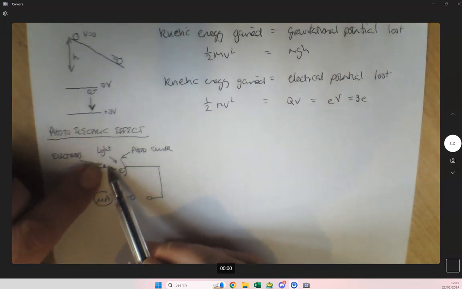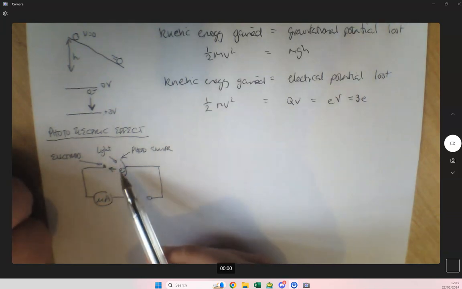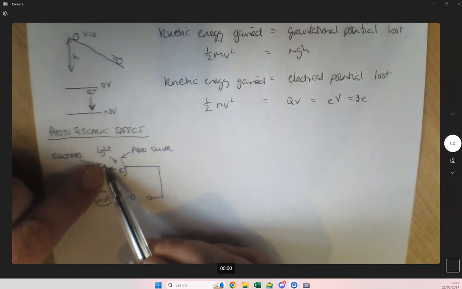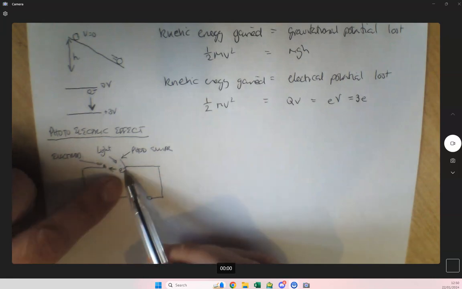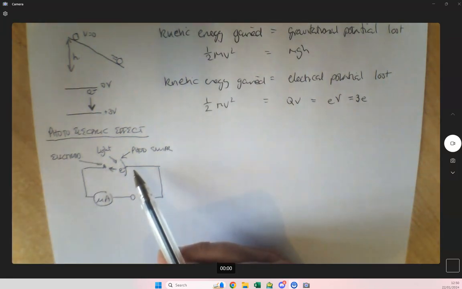Equally, if I make this electrode negative, the electron's going to be repelled by that, so it's going to slow down. So if that's positive, electrons are gaining energy, speeding up. If that's negative, the electrons as they move across will be losing kinetic energy. Now you can imagine that some of them might not have enough kinetic energy to get across. And at that point, we call it that they've been stopped.